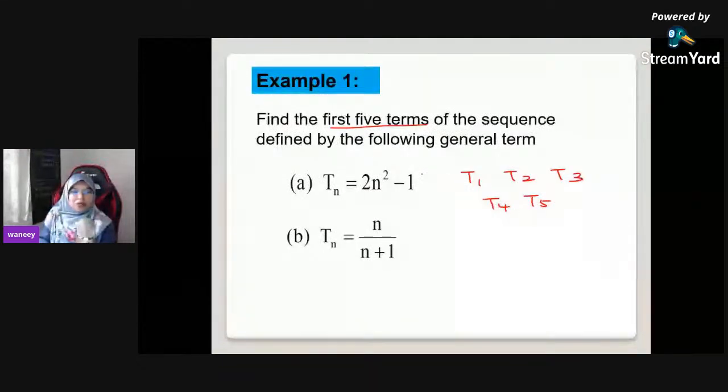Okay, so how do we find the first term? So let's see, this is 1. This is n. So you're going to replace the n with 1, and then you're going to find out what the value is. So that is the first term. If you want to find the second term, replace the n with 2. If you want to find the third term, you simply replace the n with 3. The fourth term, replace with 4. The fifth term, replace with 5.